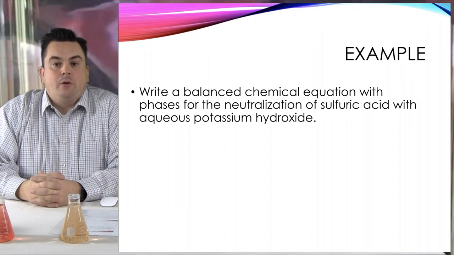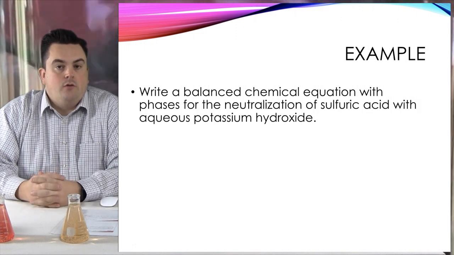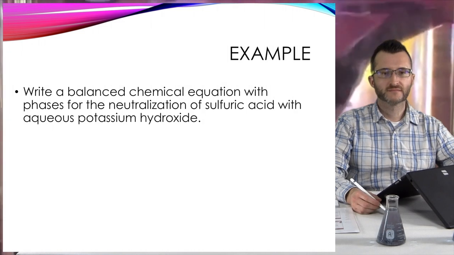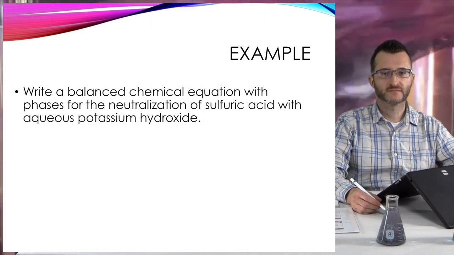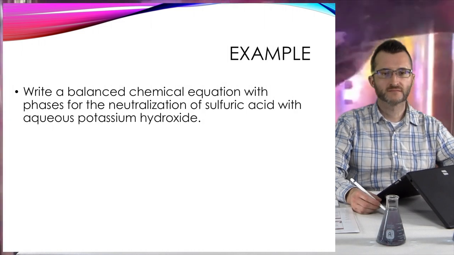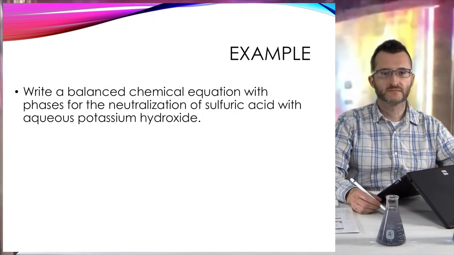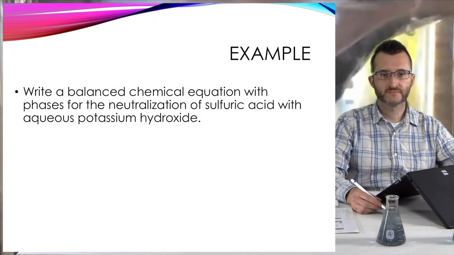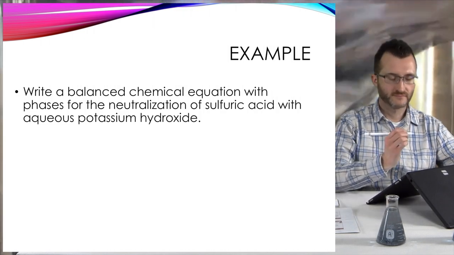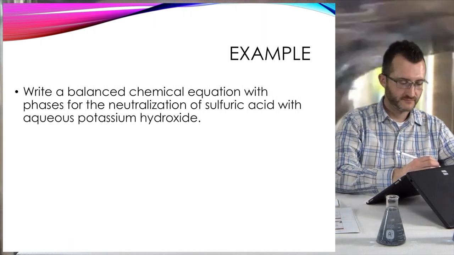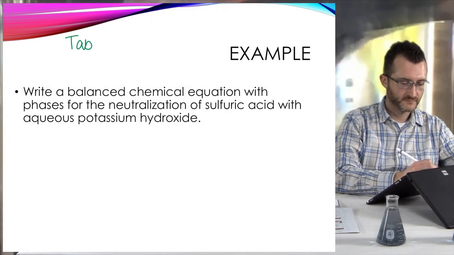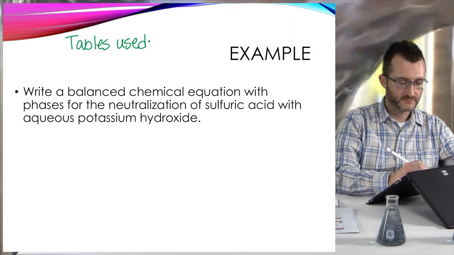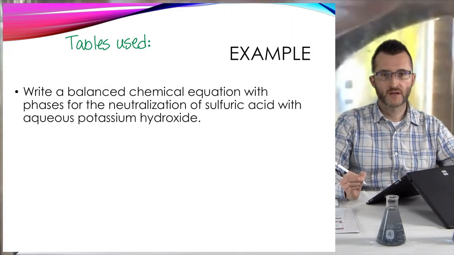All right, we have an example here for you. Write a balanced chemical equation with phases for the neutralization of sulfuric acid with aqueous potassium hydroxide. A lot of this is going to sound like review, so up above, we're going to keep track of which reference tables we use. We're not actually going to go to them on screen, but we're going to keep track so that you at home can see which tables we're using. There's quite a few of them here.